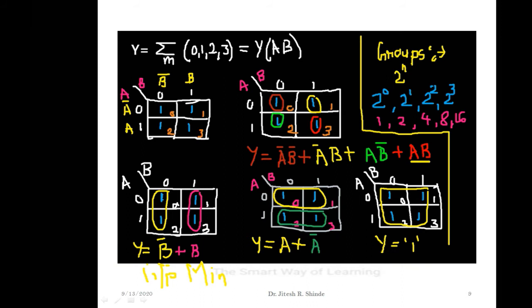Moreover, I can form the grouping in this way also. Here column wise, if I consider this group, am I getting anything common column wise? No, I am getting only row wise. Row wise, what is common here? A bar. So A bar will be written here. And if we consider this other group, looking at this row, what is common here? A is common here.